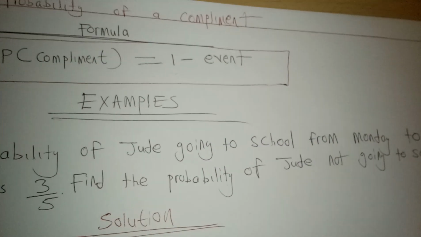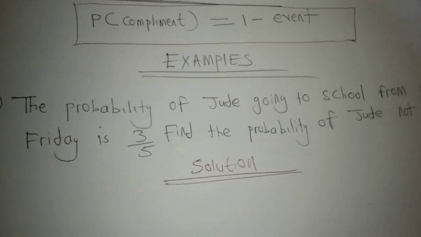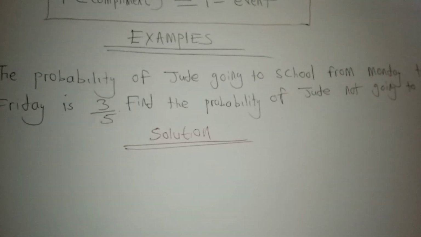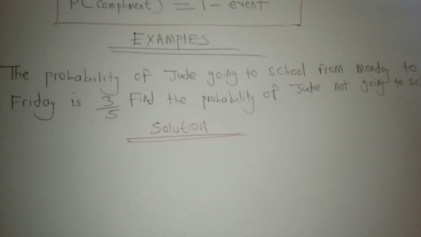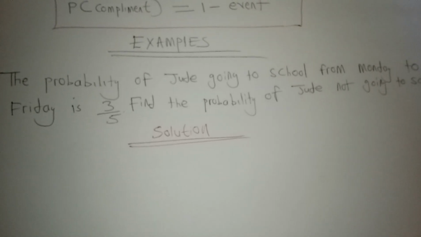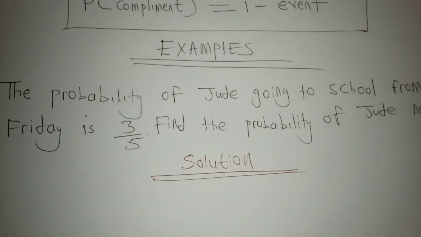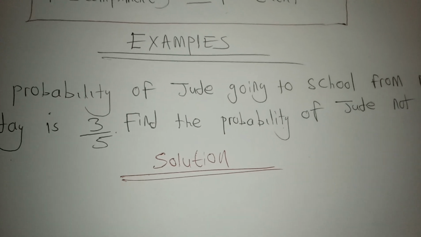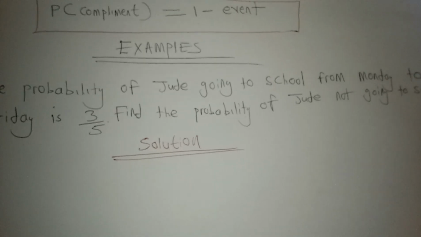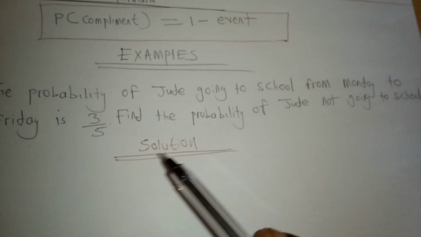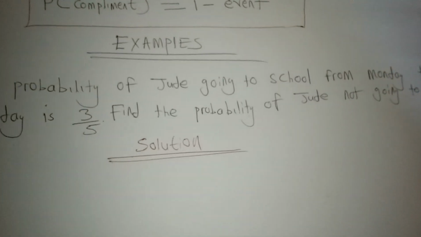Now let's look at the given example here. You can pause the video, go ahead and try to solve it by yourself, then later we can compare with my suggestions. The question reads: the probability of Jude going to school from Monday to Friday is 3/5. Find the probability of Jude not going to school.